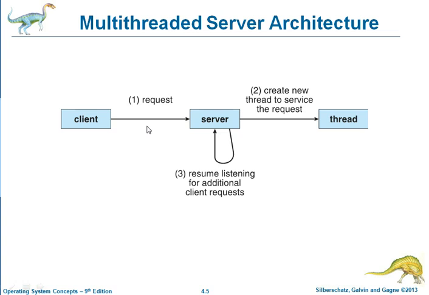If the web server process is multi-threaded, the server will create a separate thread that listens for client requests. When a request is made, rather than creating a new process, the server creates a new thread to service the request and resume listening for additional requests.